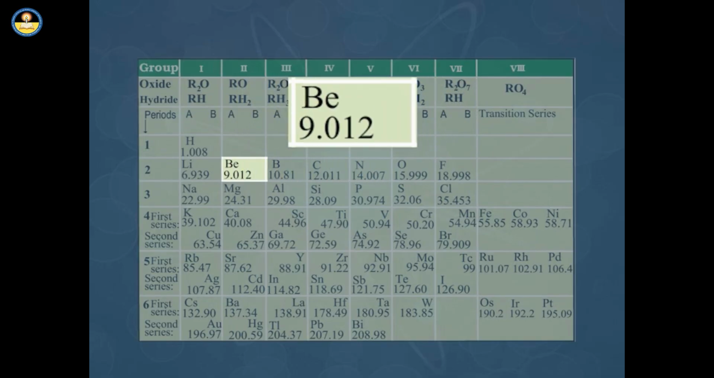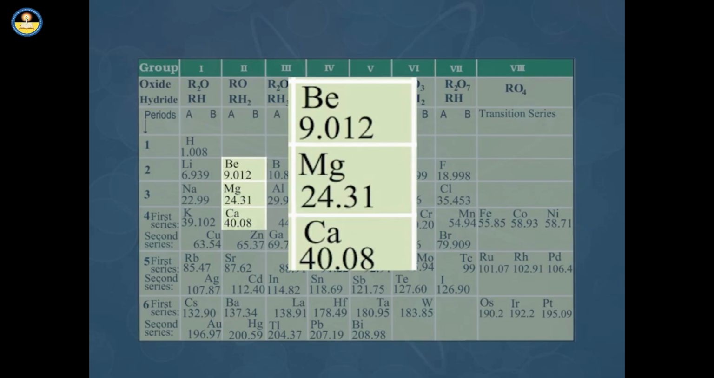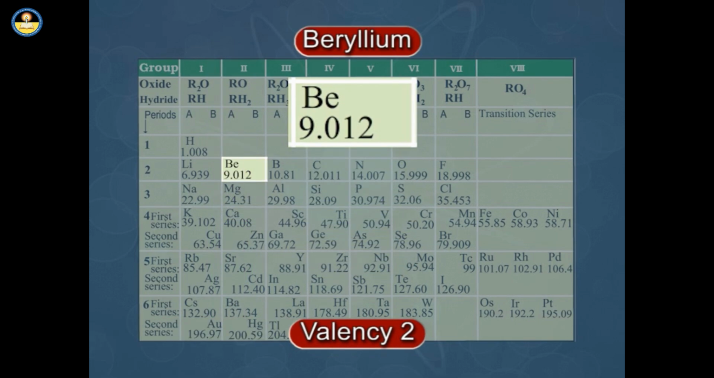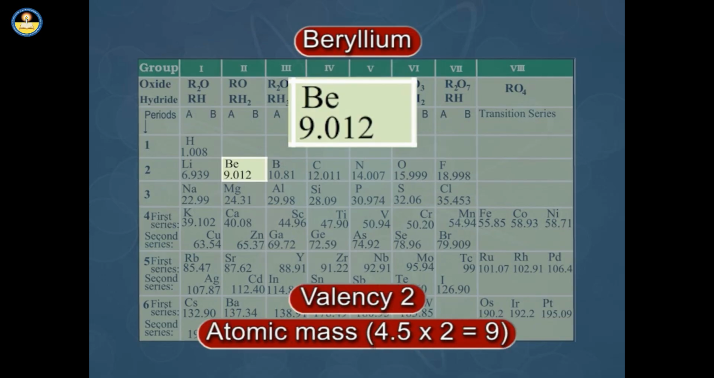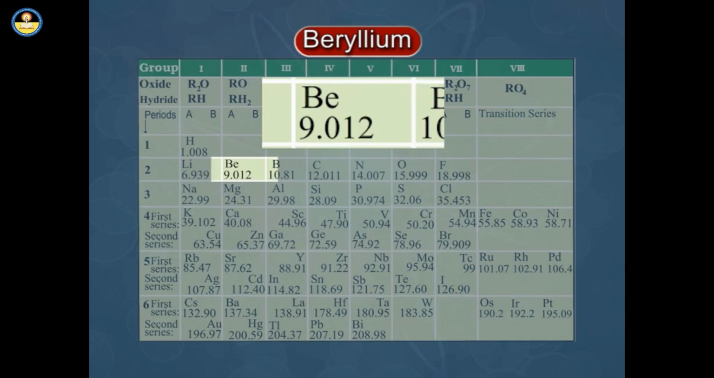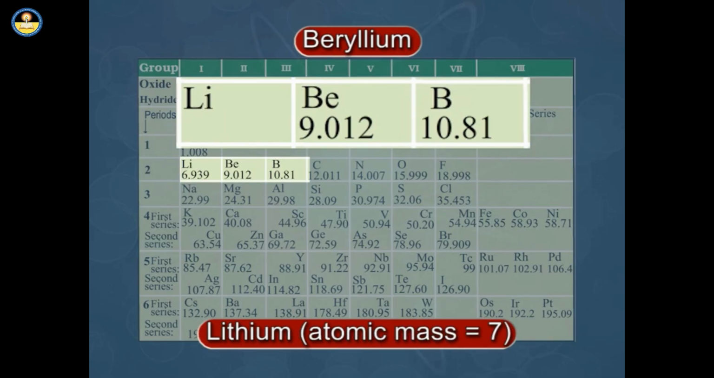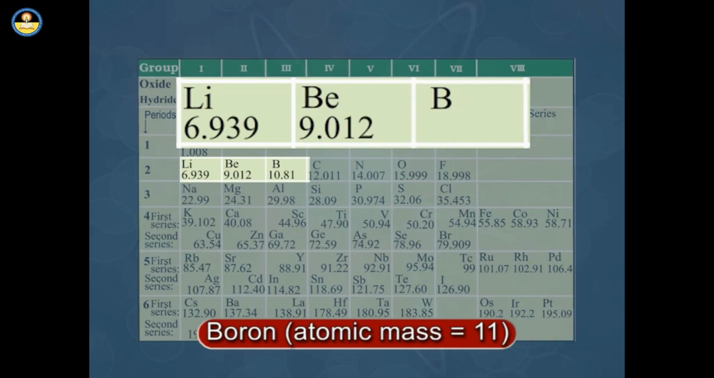Further, properties of beryllium were similar to those of magnesium and calcium of group 2A. Therefore, valency 2 was assigned to beryllium, which gave it an atomic mass of 4.5 multiplied by 2, that is 9. As a result, beryllium was placed at its proper position between lithium having atomic mass 7 and boron having atomic mass 11.